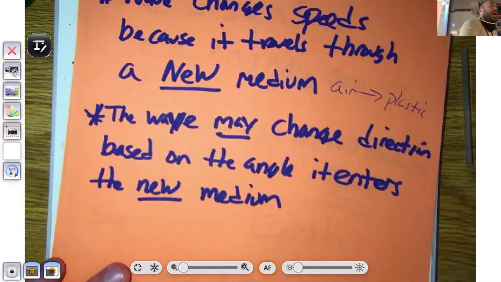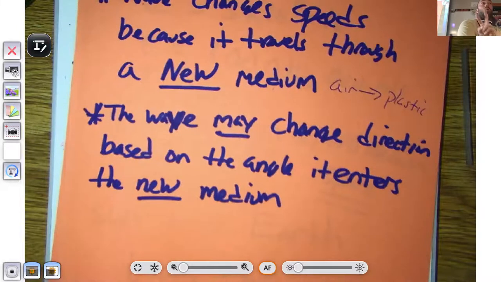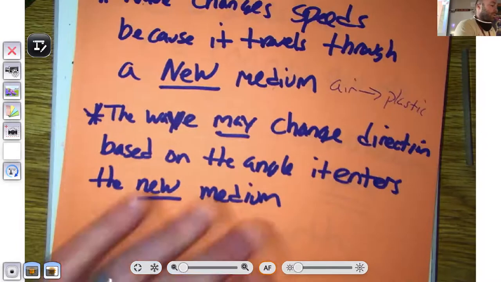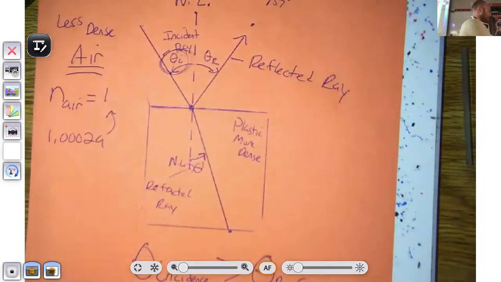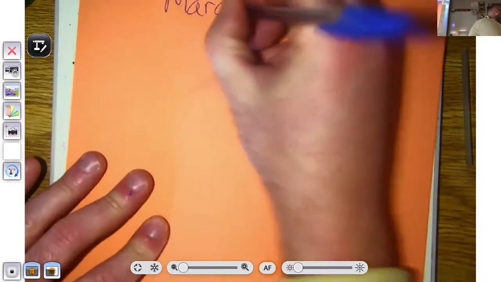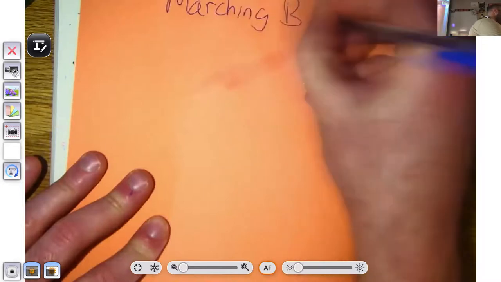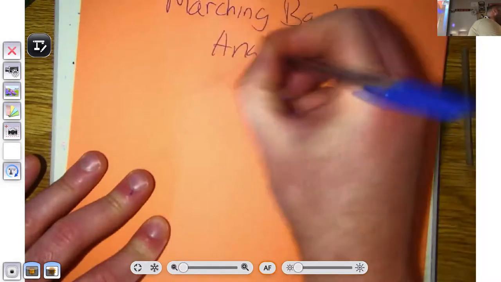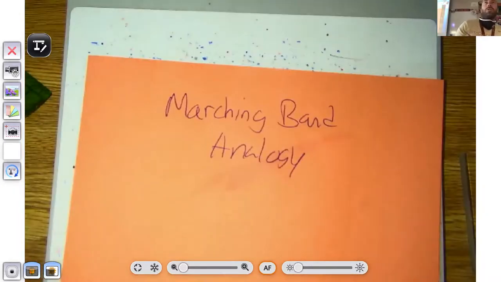Now, we're going to come up with two big key concepts. The first one, and we're going to come back to this page in just a second, we are going to call it the marching band analogy.